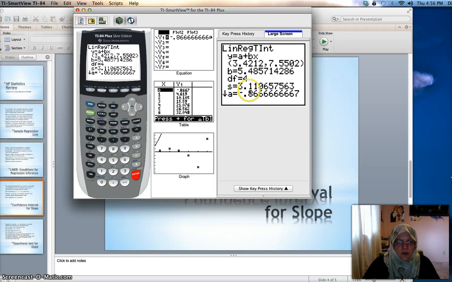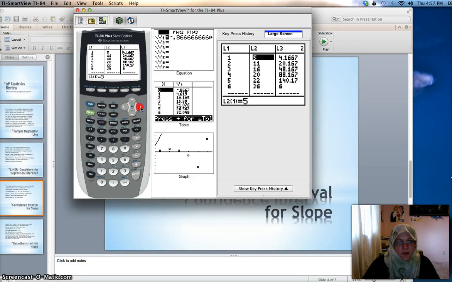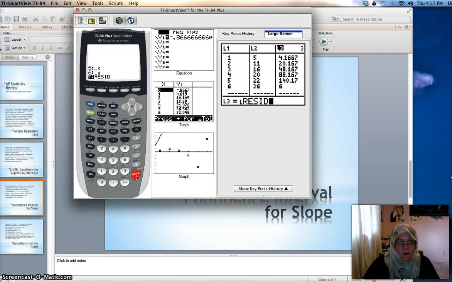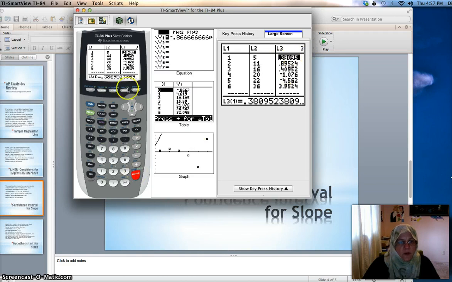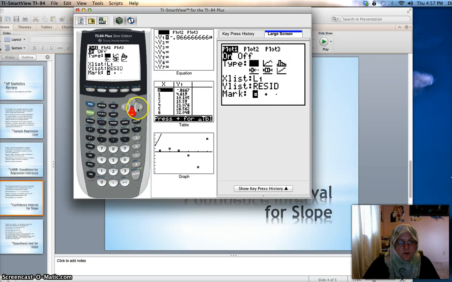Some other things we might want to look at. We did not finish checking our conditions, right? We never checked the histogram for the residuals. So let's go put that in list 3. So I'm going to change this to the resid list. Here we go. And enter. Okay, so those are all the residuals. And I can go into my stat plot and change the type to histogram. And zoom 9.